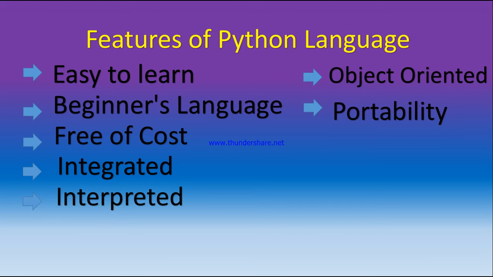Next one is object oriented and portability. Object oriented: Python supports object oriented language and the concept of classes and objects. Portability: it is portable and can run equally on different platforms such as Windows and Linux. It means the Python interpreter will be executed on Linux, Windows and Unix operating systems. It's also GUI based, graphical user interface.